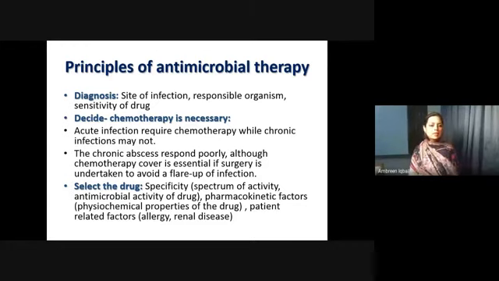The next is to select the drug. Always select the drug that has a spectrum of activity according to the need, with antimicrobial activity against the organism. The pharmacokinetic profile is also important, as are the physicochemical properties of the drug. Then the patient-related factors: whether the patient is allergic or not, whether the patient is female and pregnant or not, whether she or he has any renal disease. These are the points of consideration that you must think about when you select any drug. Spectrum of activity, antimicrobial activity of that drug against that organism, the pharmacokinetic profile, and the patient-related factors are all very important in such a case.